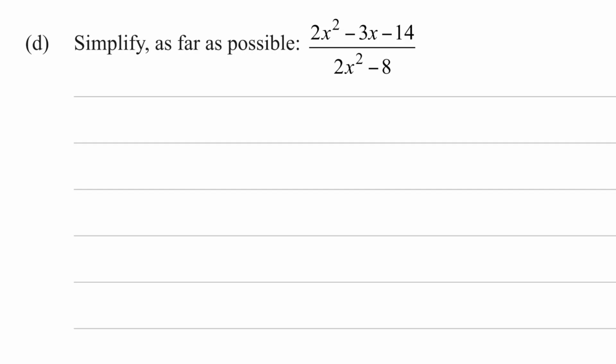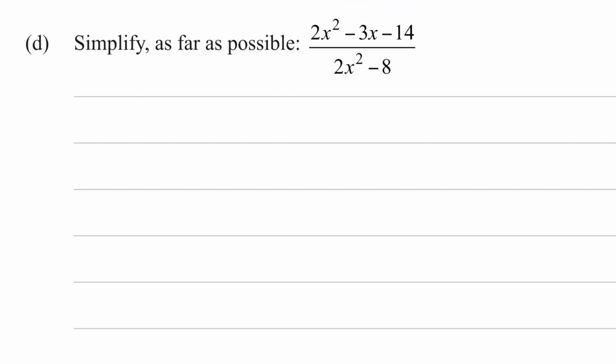Simplify as far as possible this algebraic fraction. So in the numerator, we have a quadratic. How do I know it's a quadratic expression? Well, the highest power of x is 2, and it looks like the standard form, ax squared plus bx plus c.